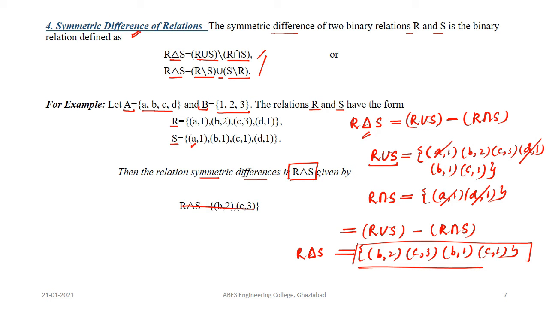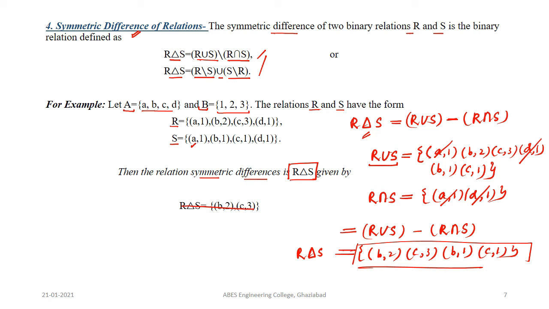The four ordered pairs (b,2), (c,3), (b,1) and (c,1) are the four ordered pairs which belong to our symmetric difference.